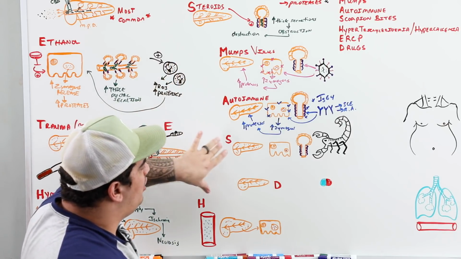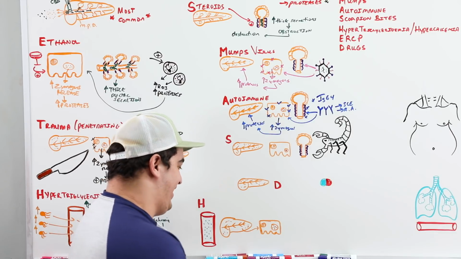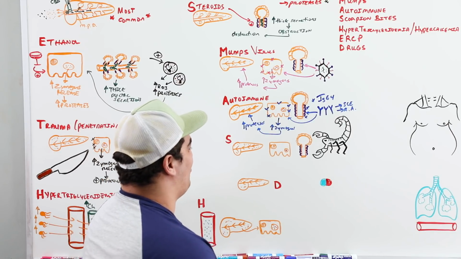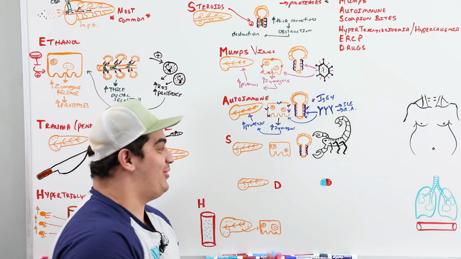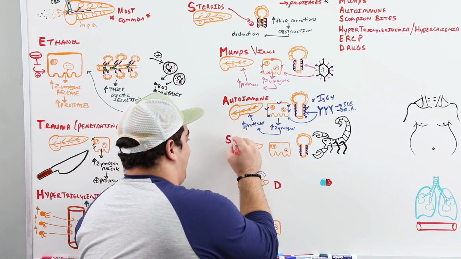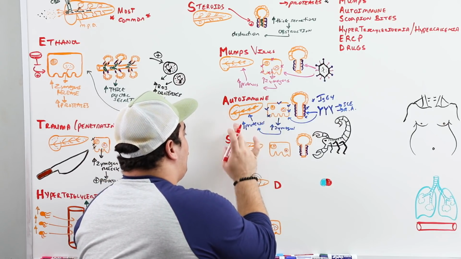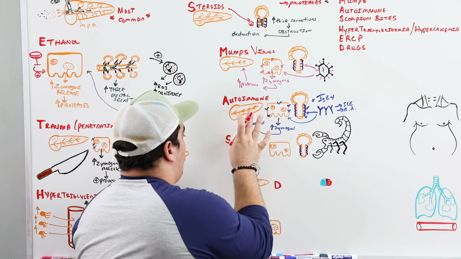So mumps, autoimmune, guess what? This one here is probably the most random one. It's the most interesting, but it's probably the most rare, and it's scorpion bites. So scorpion, particularly the toxin that's released by the scorpion.